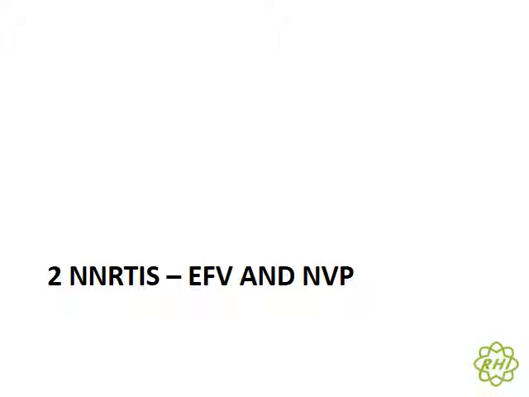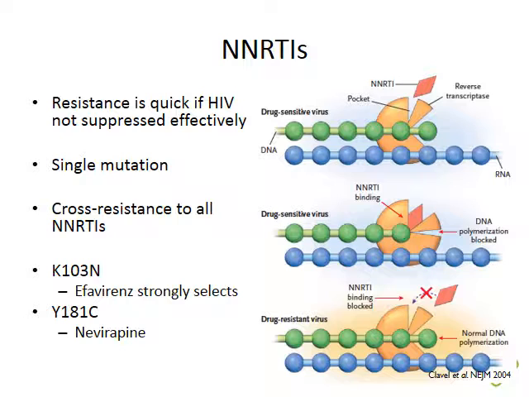Right, so that's all our NRTIs, and those three you need to know about: the TAMs, the K65R, and the M184V. We now want to look at efavirenz and nevirapine, our NNRTIs. And as mentioned when we talked about genetic barrier, these are a disaster. Resistance develops very, very quickly if the HIV is not suppressed effectively.